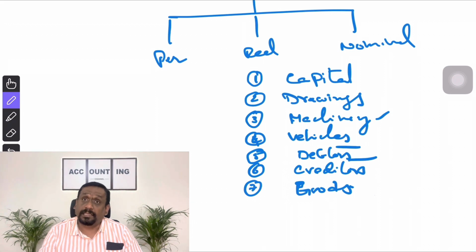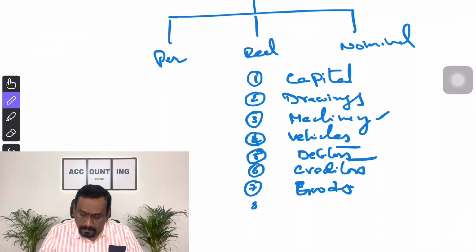Whereas the same purchases kept in inventory, not being sent to production, not being transferred to P&L account, as long as they are in the balance sheet as a current asset, the goods will be treated as a real account. So be very, very clear on this point, guys.